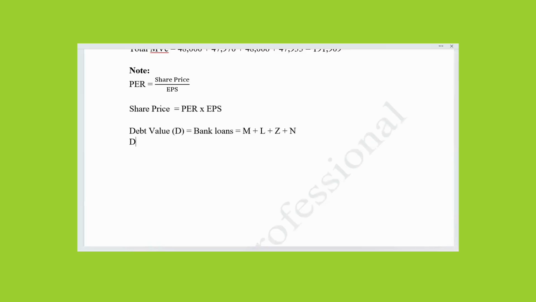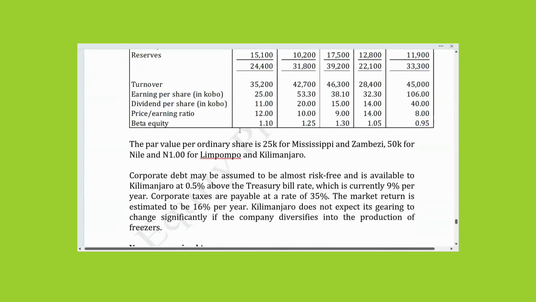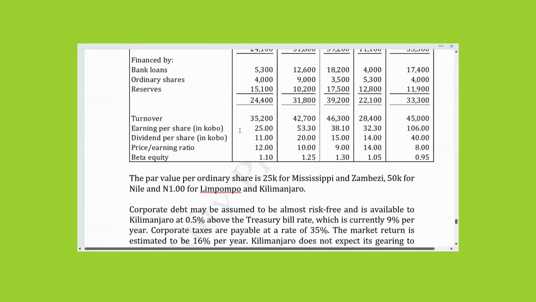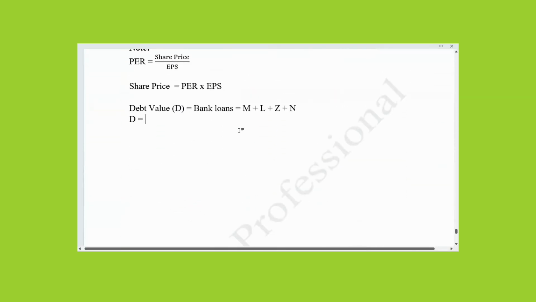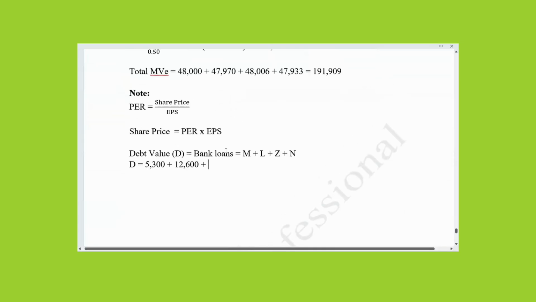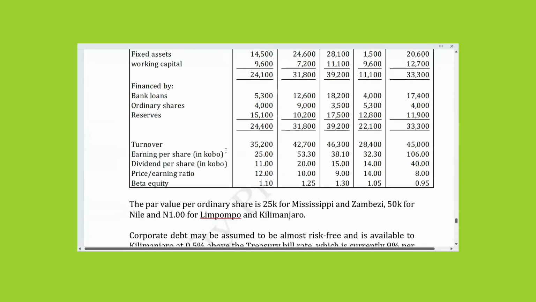Therefore, debt value would then be equal to, what is the bank loan of Mississippi? What do you have there? 5,300. Okay. On the day of your exam, no need to be doing this kind of working. Just carry your calculator, punch it, then you get your total, you move on from there. You don't have time. Don't go and be wasting time and be doing it one by one. All right? But we're in class and I need you to understand this. So that's what I'm taking my time to be doing it one by one.